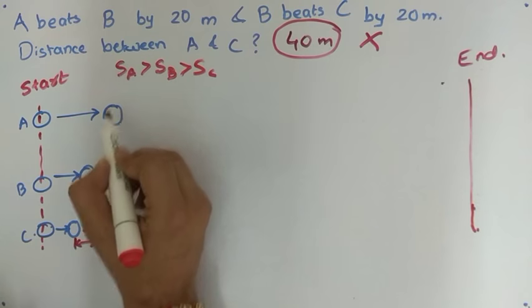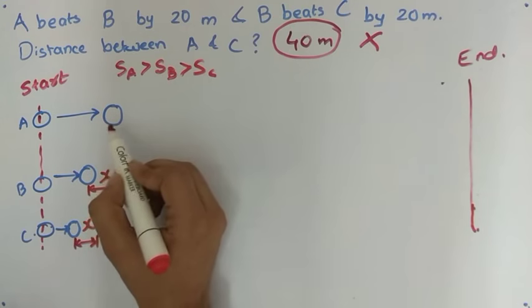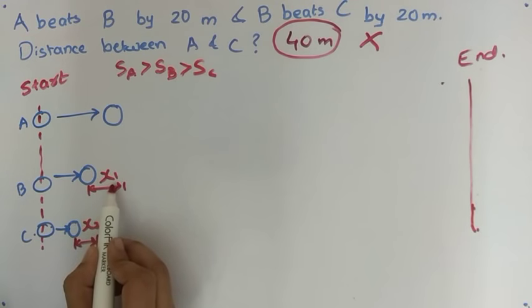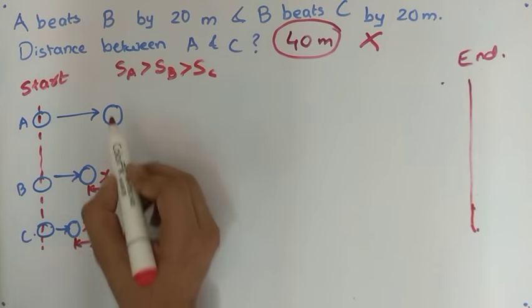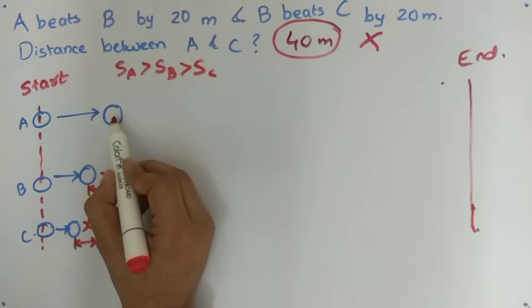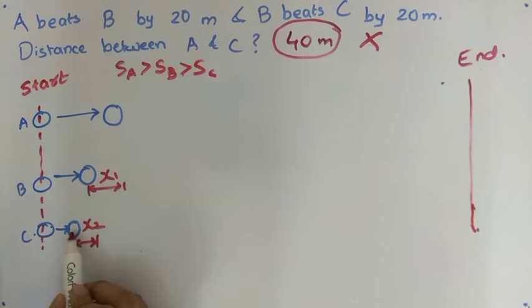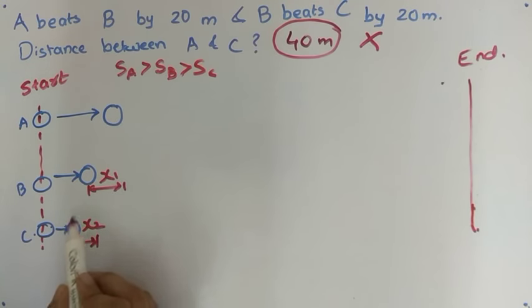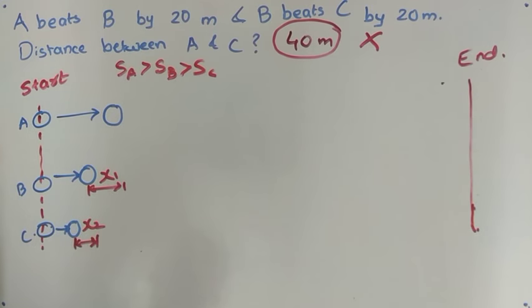Now A is moving at a much higher speed than C. Therefore the distance between A and B will increase comparatively faster than x2. I will reiterate this: since A is moving at a higher speed, the distance will obviously increase. The distance between B and C will also increase, but since A's speed is greater than C's, the distance x1 will move faster than the distance x2.